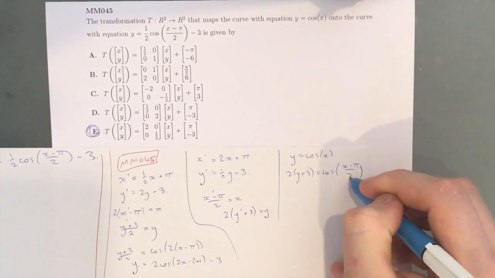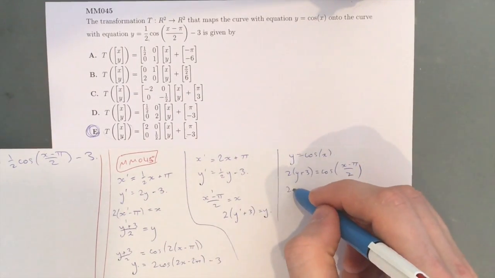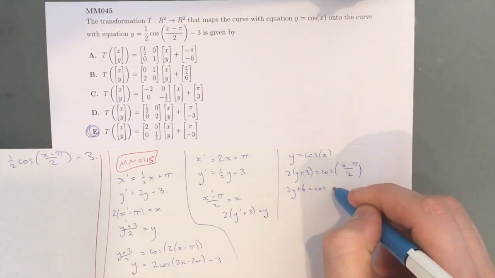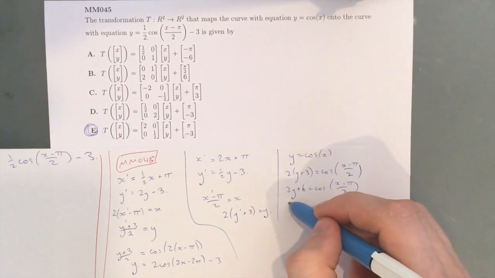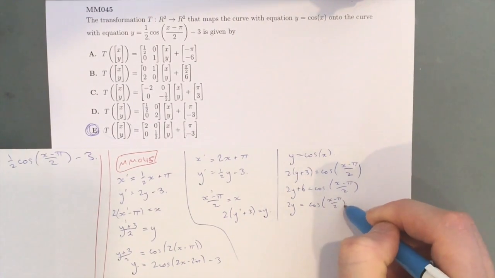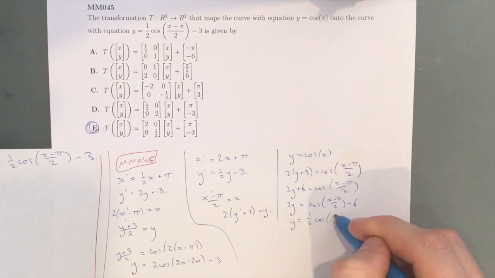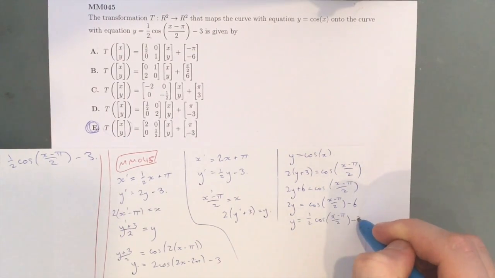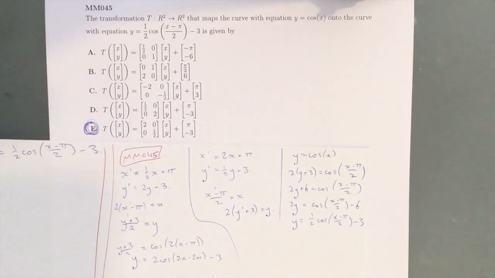And you can already start to see that this is looking like our correct answer up here. But let's continue. So we've got 2y plus 6 equals cos of x take pi over 2, which means 2y equals cos x take pi over 2 minus 6. Dividing both sides by 2, we get 1/2 cos x take pi over 2 take away 3, which is actually our correct answer, which means that E is our correct answer.